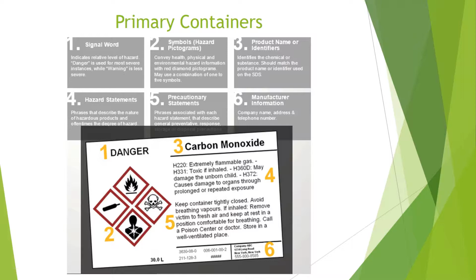Number 4, hazard statements. These are phrases that describe the nature of hazardous products and oftentimes the degree of hazard. Number 5, precautionary statements. These describe general preventative response, storage, or disposal of the product. Number 6, manufacturer information. This includes the company name, address, and telephone number. Each of these steps are illustrated in the picture, and show how the label is supposed to be properly set up on the primary containers.